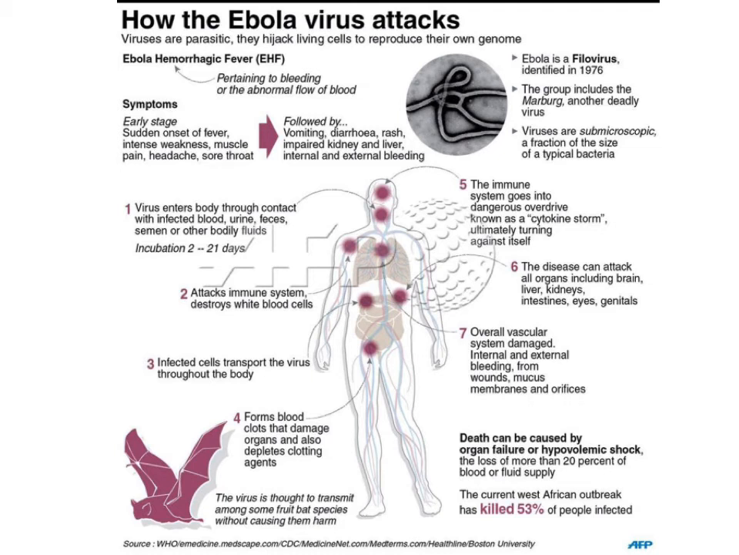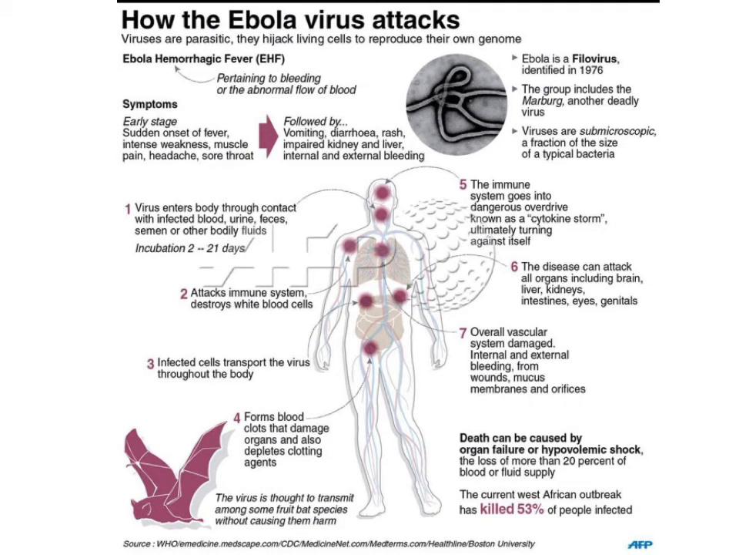So the virus enters through contact. It starts to destroy white blood cells. Infected cells carry the virus throughout the body. It can lead to the formation of blood clots that will cause very severe organ damage. The immune system goes into a dangerous overdrive known as a cytokine storm. So essentially, the immune system is turning against itself.